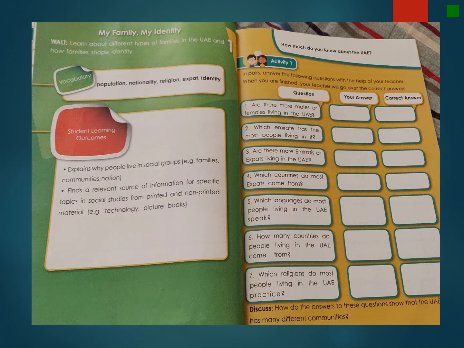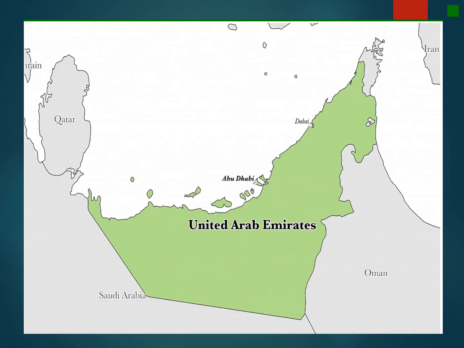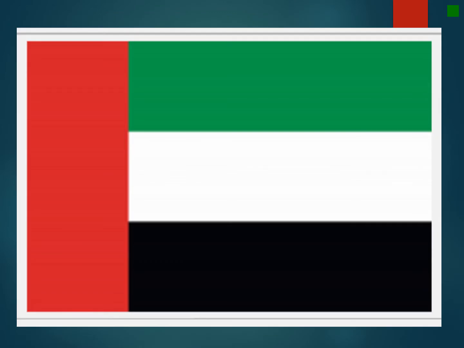So in this lesson we will find the answers for these questions. So this is the map of UAE. And this is the flag of the UAE. There are 4 colors in the UAE flag. One is red, then you have green, white and black.